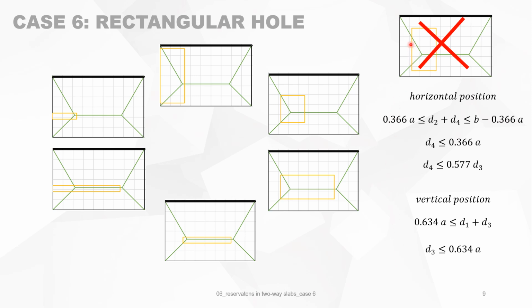Type of reservation, like it is mentioned here, where the left bottom and left top corner of the reservation is outside the yield lines. This we handle. This is not case 6. So just be aware of that.